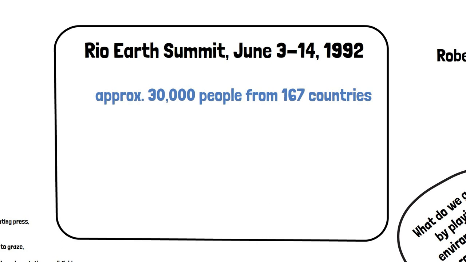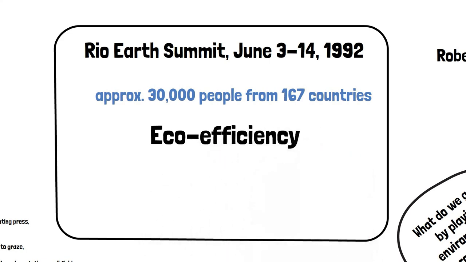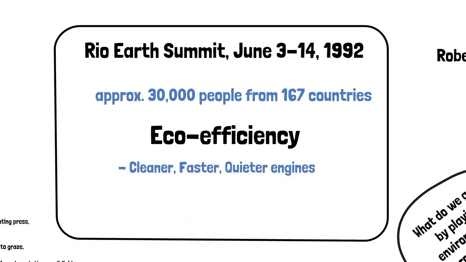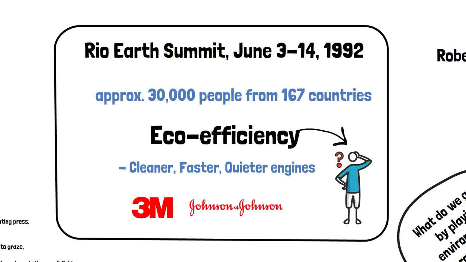The group's report stressed the importance of eco-efficiency for all companies that aim to be competitive, sustainable, and successful in the long term by making machines that have cleaner, faster, quieter engines. Although many big corporations such as 3M and Johnson & Johnson adopted the term in their business models, to their disappointment, the definition of eco-efficiency was too vague. Now let's try to understand what exactly is eco-efficiency.